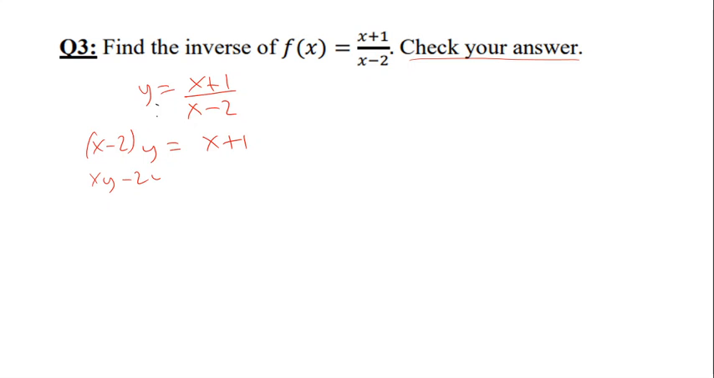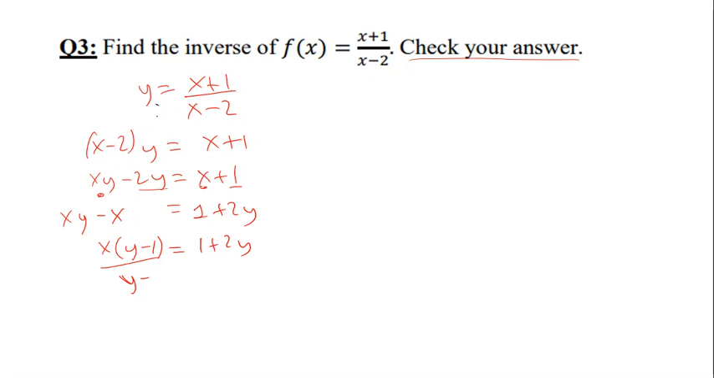We have xy minus 2y equal to x plus 1. And then we can send all the x's to one side and all the others to the other side, so it will be 1 plus 2y. And then we get x times (y minus 1) equal to 1 plus 2y. And when you divide both sides by y minus 1, you get this one.